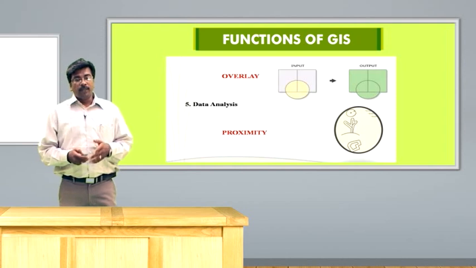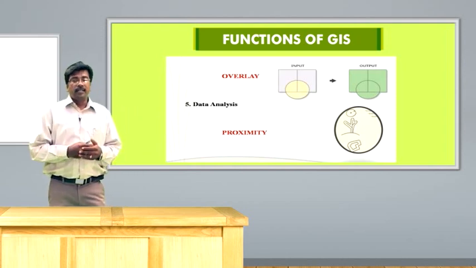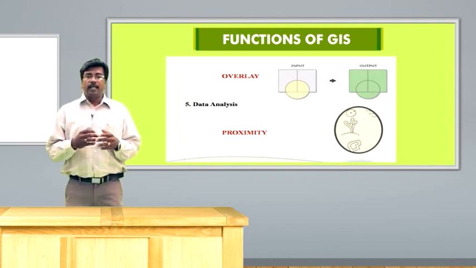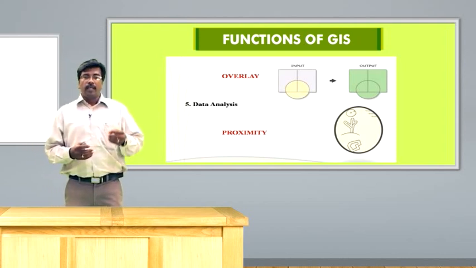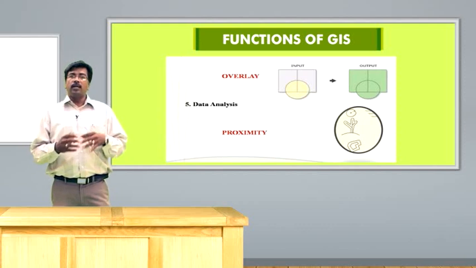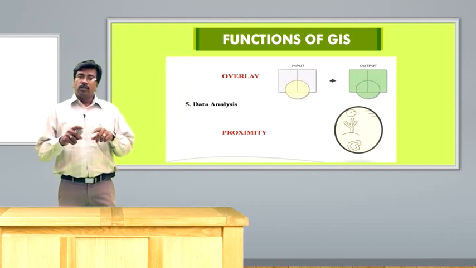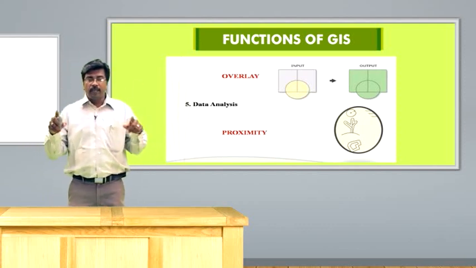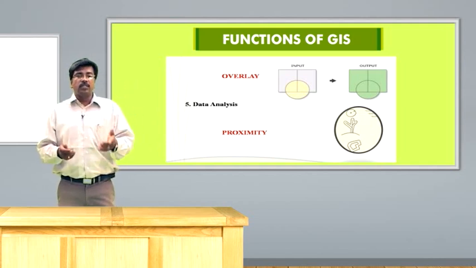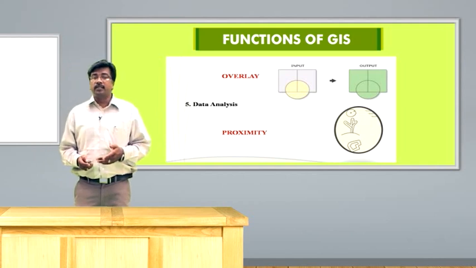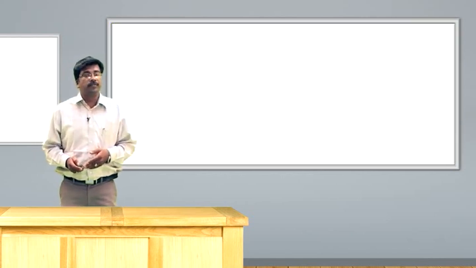And the second form, you can see, is the proximity analysis. This is nothing but making a polygon from a point, line or a polygon feature itself. So you can find out the approximate or the influential area from that point. So this is also possible in data analysis, and this is one of the main functions of GIS.